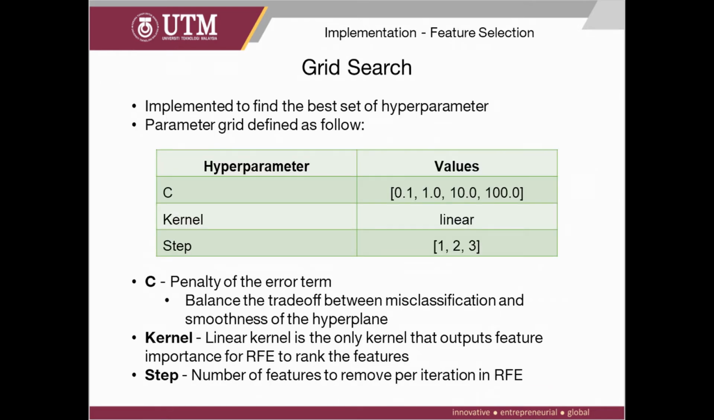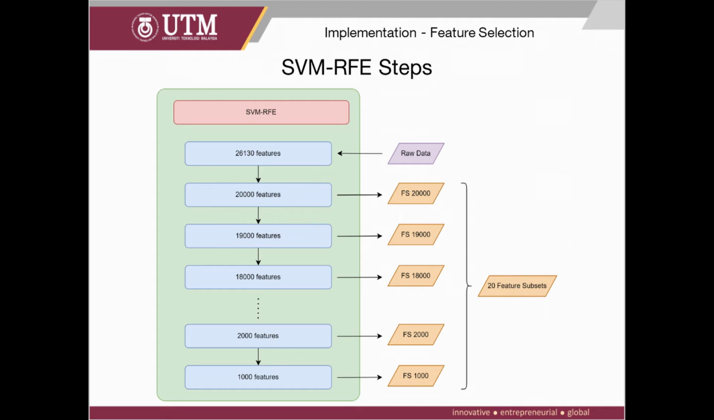As mentioned previously, grid search is used to find the most optimal hyperparameters for the SVM-RFE in selecting each feature subset. C is set to 0.1, 1, 10 and 100. It represents the penalty of the error term. It controls the trade-off between misclassification and the smoothness of the hyperplane of the SVM model. The SVM kernel is set to linear as it is the only kernel that produces feature importance or feature coefficients that are necessary for the SVM-RFE to eliminate features via ranking. Step refers to the number of features to remove per iteration in RFE, and it is set to 1, 2 and 3.